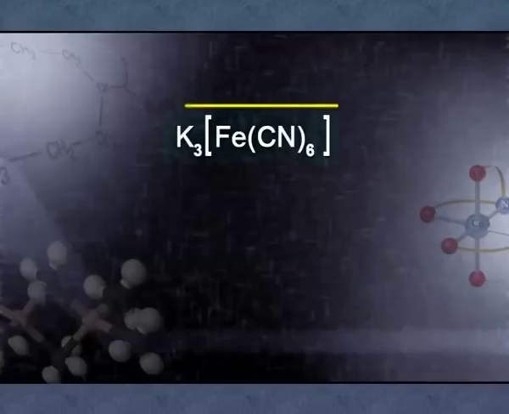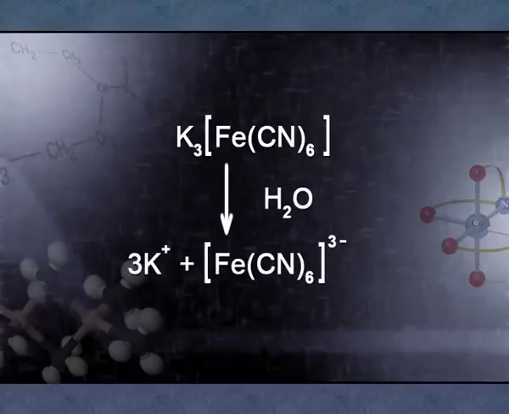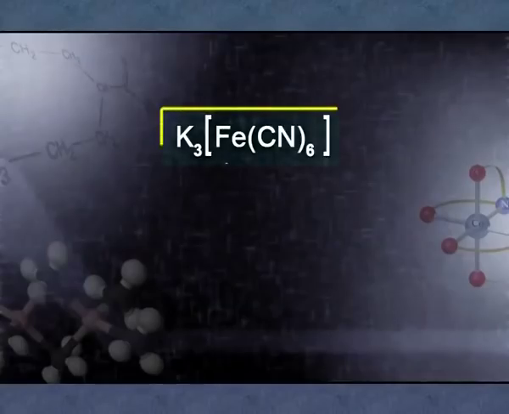Now take another example, a complex, K3[Fe(CN)6], potassium hexacyanoferrate, a complex of iron. When you dissolve this complex in water, as a general observation, we should get ions of iron, cyanide, and potassium. All three types of elements are present. But when we dissolve this complex, we get only the potassium ion. We never get any confirmatory test showing the presence of cyanide ion or Fe3+ ion.